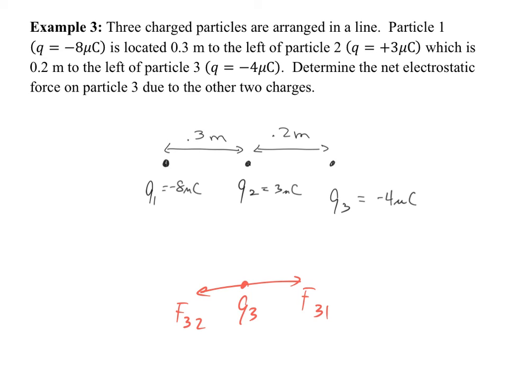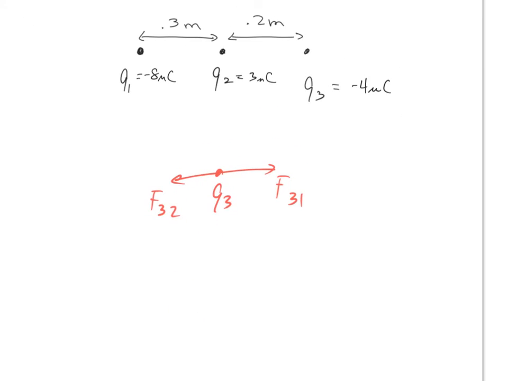Which force is greater? Determine the net electrostatic force. Net. What does net mean to you? It's like total. Total. Very good. So if one is pulling to the right, we call that force positive. And to the left? Negative. So all we're going to do at the end is find out both forces, F32 and F31. It's going to take a little bit of math to do that.